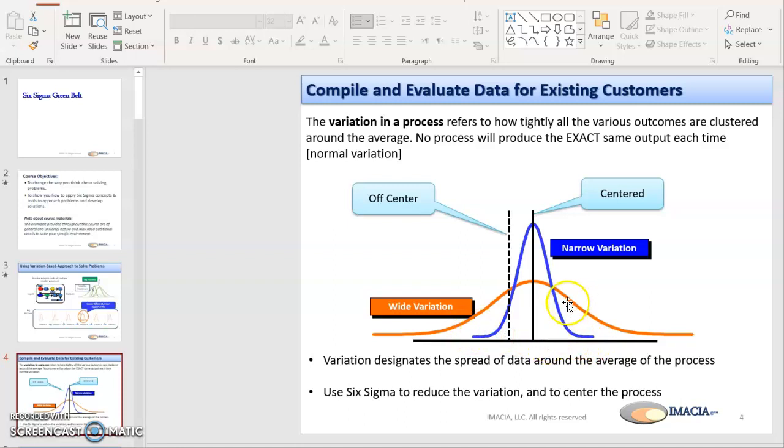Some of the actions we might take: if the process is off-center, we try to center that back to solve the problem. The variation designates the spread of the data, so that wide variation means a higher standard deviation, and that's a small standard deviation, and so on. So we use Six Sigma to reduce the variation and to center the process.